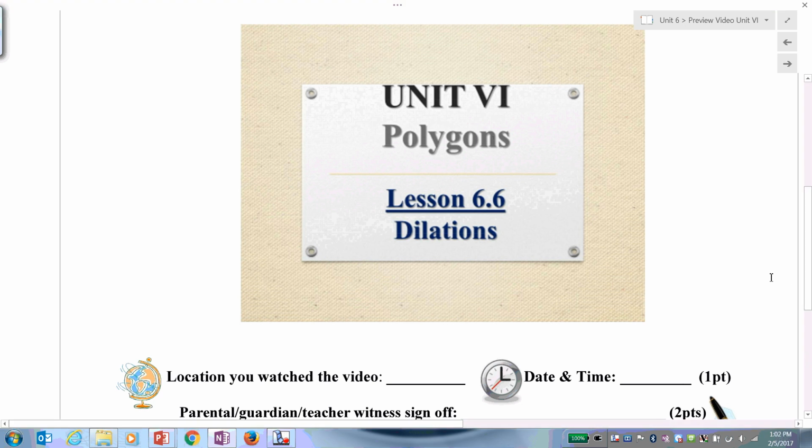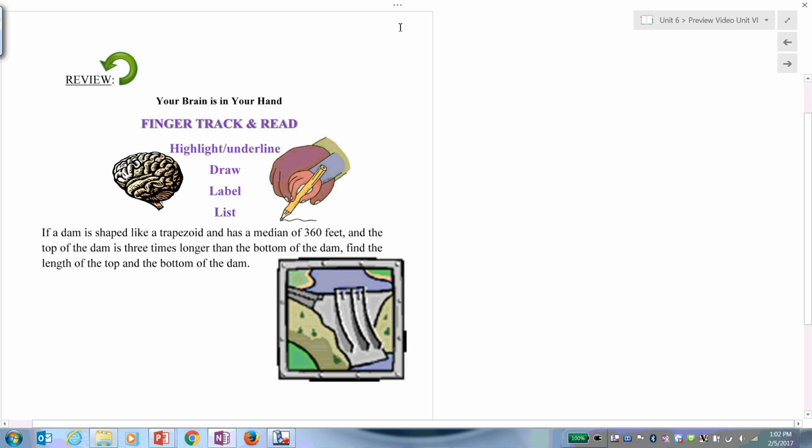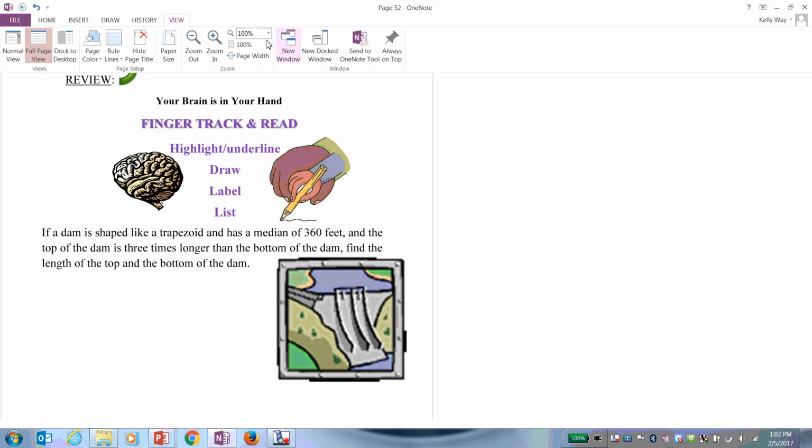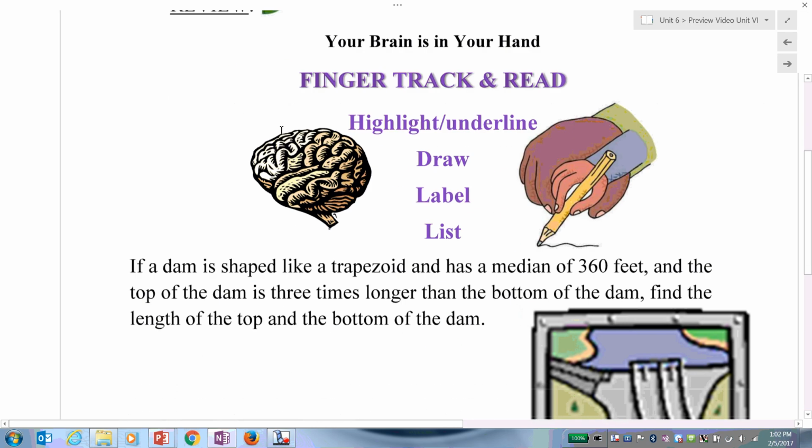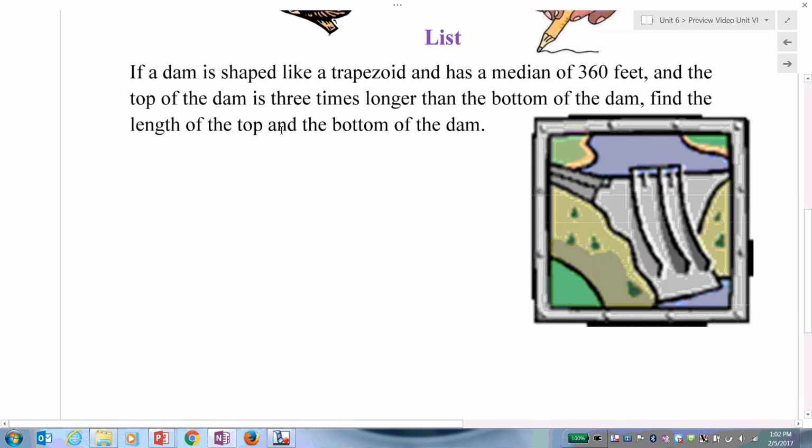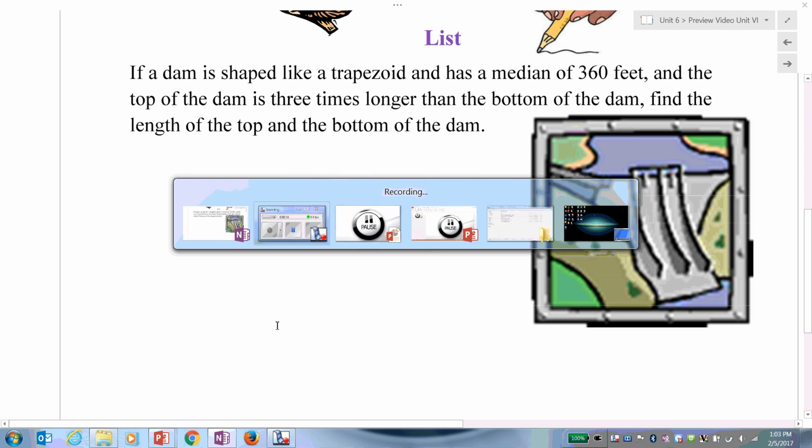Students, please do the best you can to turn off all distractions and focus only on the task at hand. Here is a problem. You're going to finger track and read this out loud. You're going to highlight, underline keywords. You're going to draw, label, list, and cross out. Attempt to do this problem completely on your own, then restart and check your work. Pause.